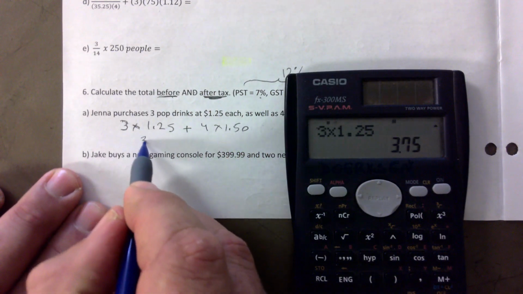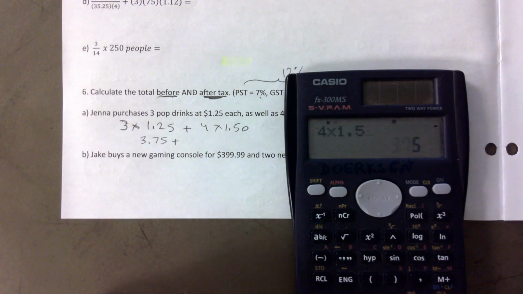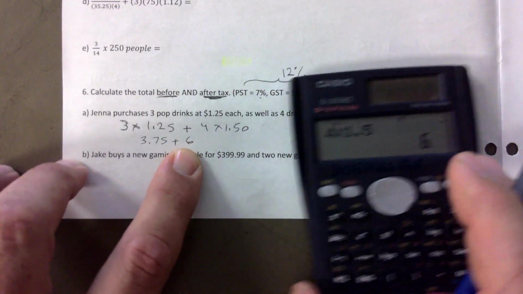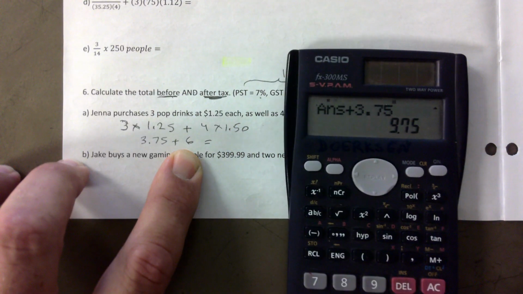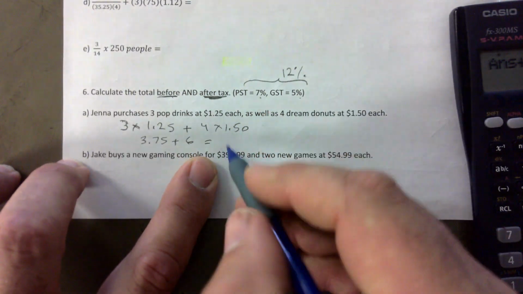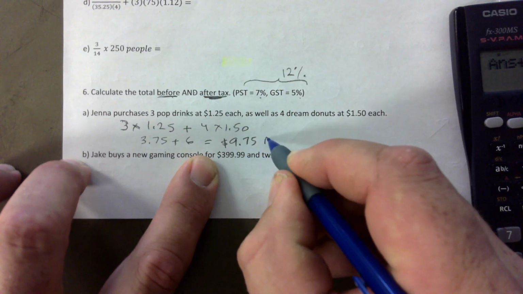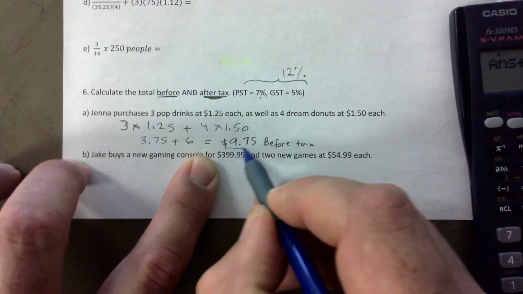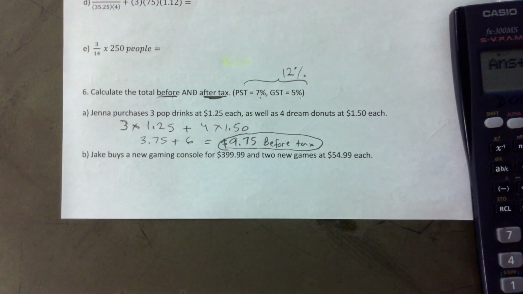I would just say this part is $3.75, and then 4 times 1.50 is 6. Right, so this part is $3.75, 4 donuts is 6. Now you add it up. So I'll go plus 3.75. But that's $9.75. $9.75. This is before taxes. Make sure you understand that, before tax. It's almost like your subtotal. So if taxes weren't a thing, that's how much you would pay.